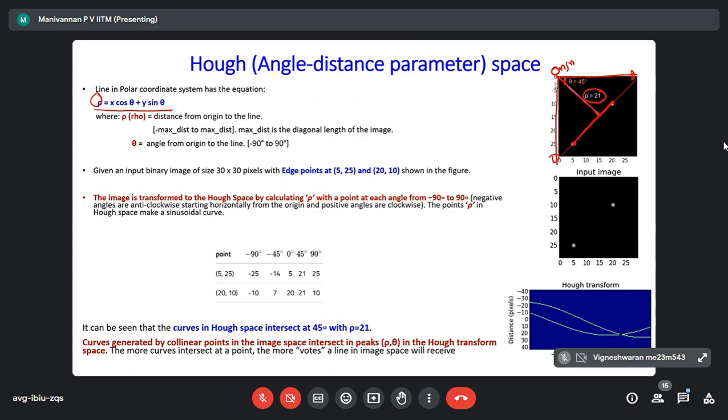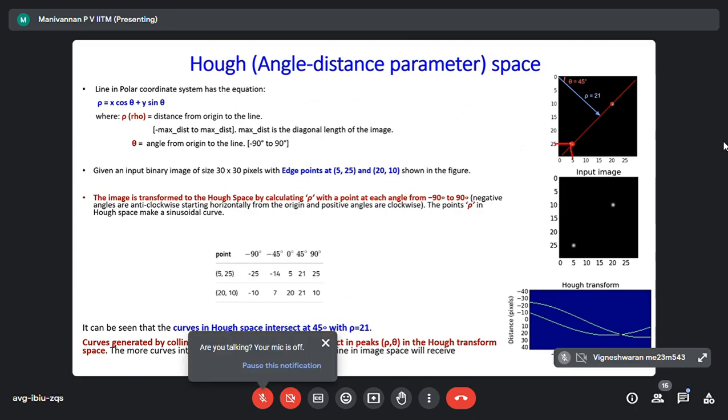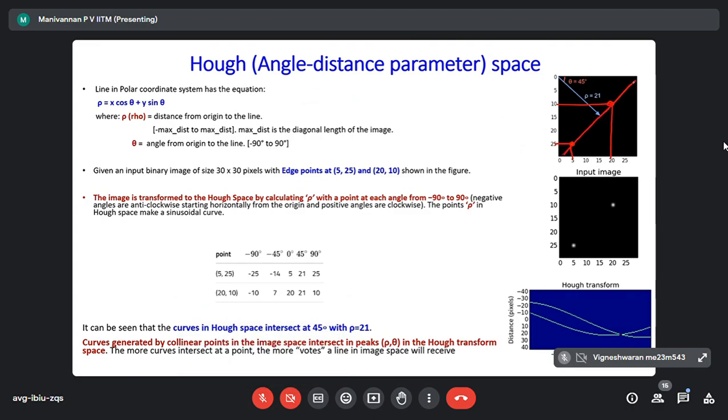Then, given an input binary image, say for example 30 pixels by 30, with edge points at 2 locations. This is one edge point, and this is another edge point. We have shown this in the figure. There are 2 edge points in this figure. You can see this is this, and similarly this is this. 2 edge points. Then if you connect them by a line, that's what you have shown.